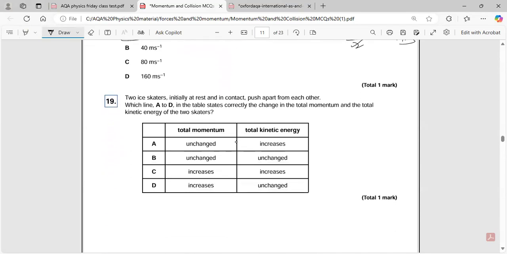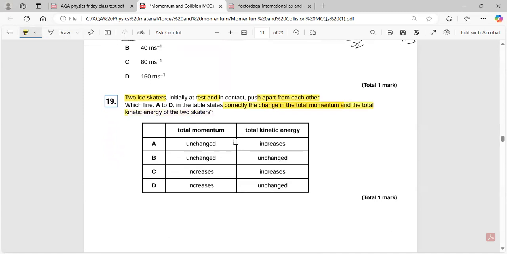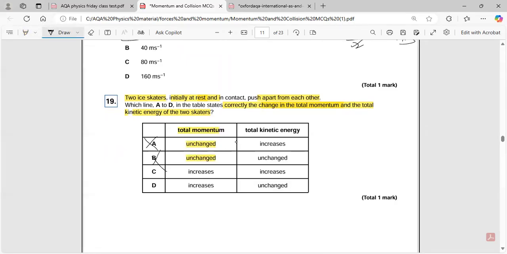Moving on quickly to the second last question for today. Two ice skaters initially at rest and in contact push apart from each other. Which line in the table shows the change in momentum and the total kinetic energy of the two skaters? Initially they are at rest and in contact, pushing against each other. Of course, the momentum is unchanged because of the law of conservation of momentum. Momentum will always remain conserved.